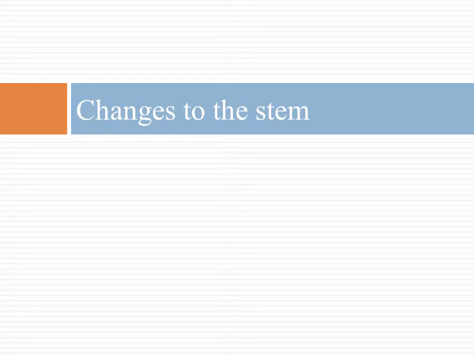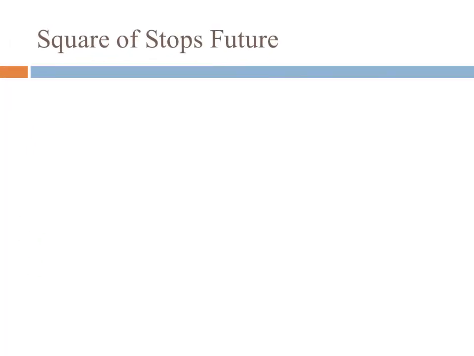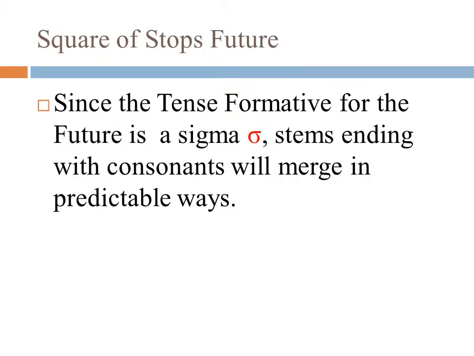Now there are changes to the stem. We can predict that after all I went through and you all felt really good, there are changes that happen to the stem. There are changes that are very, very consistent to the stem that I'm going to go through. Square of stops, future. Since the tense formative for the future is a sigma, an S, stems ending with consonants are going to merge with this sigma in very predictable ways.